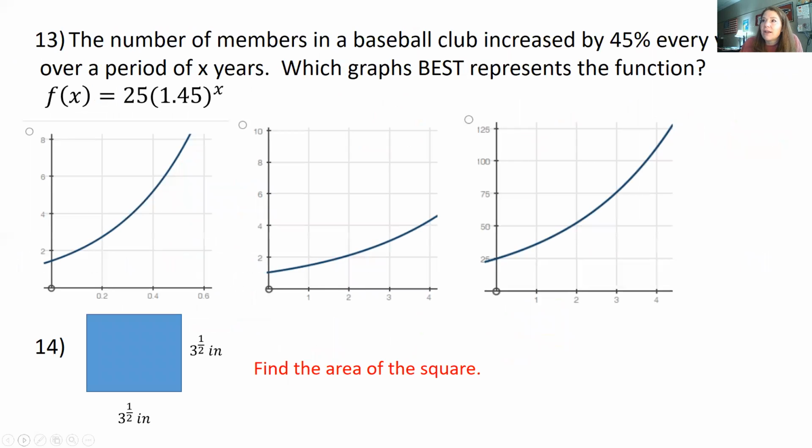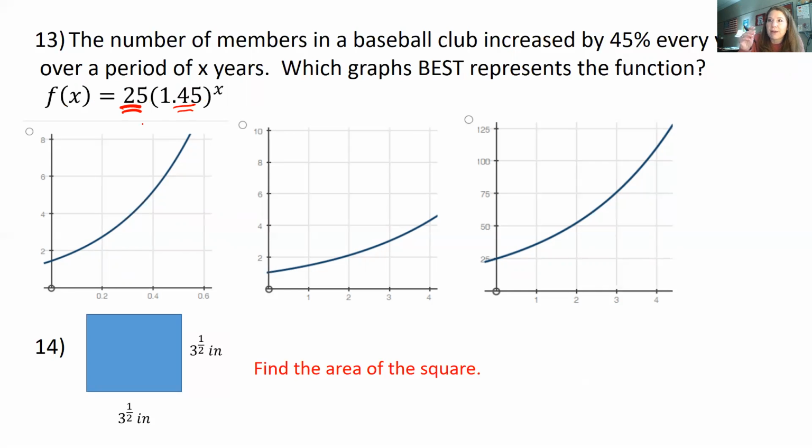Number 13, the number of members in a baseball club increased by 45% every year over a period of x years. Which graph, it should say, best represents the function? All right, so first thing, the easiest thing to do, you guys, is look for the y-intercept. So remember, the y-intercept in a situation like this is that first number. So this number is showing our increase or decrease. Since this is a number greater than 1, our graph will definitely have an increase, a growth.